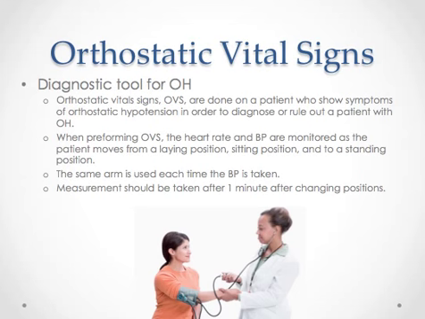Orthostatic vital signs are used to diagnose orthostatic hypotension. When a patient presents to the ER with these symptoms, we check the blood pressure and the heart rate in 3 different positions, namely the supine position, the sitting position, and the standing position. Between each position change, we allow 1 minute between each blood pressure check after they have changed positions.